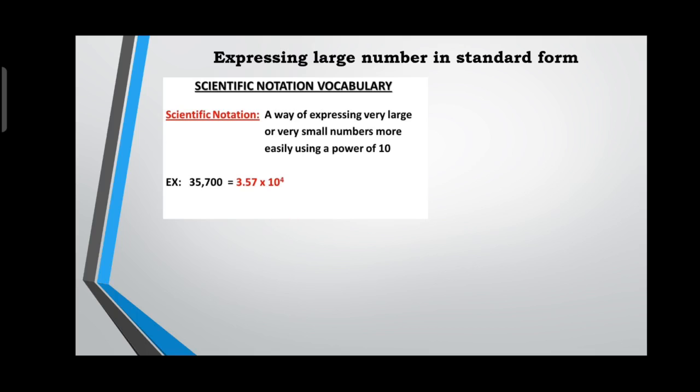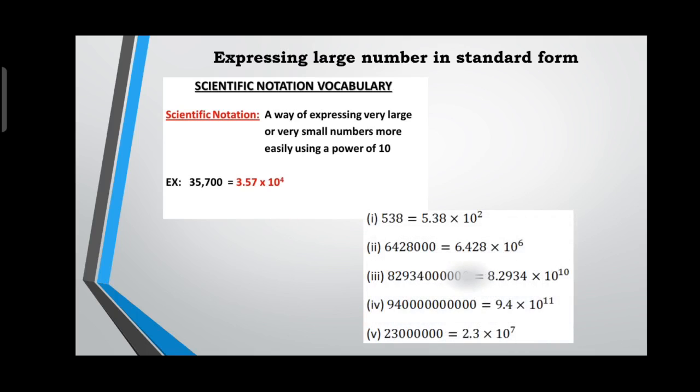Clear, children? I will show you some more examples. See the first example, 538 is equal to, as I told you already, after the first digit we keep a decimal dot, which is 5.38 into 10 to the power of 2. How is it 10 to the power of 2? After the decimal dot there are 2 digits, so we write 10 to the power of 2. Am I clear, children?